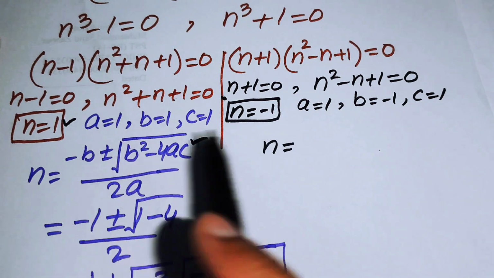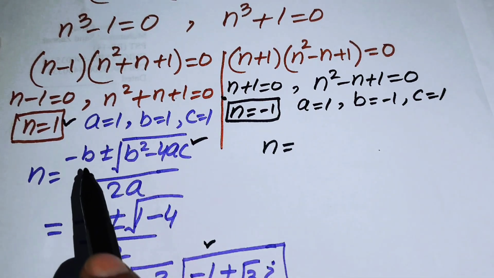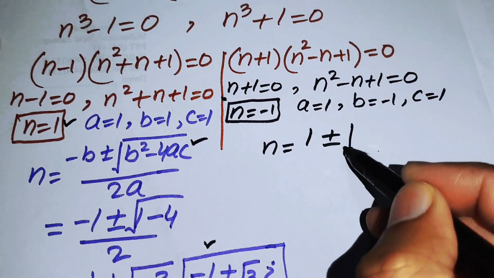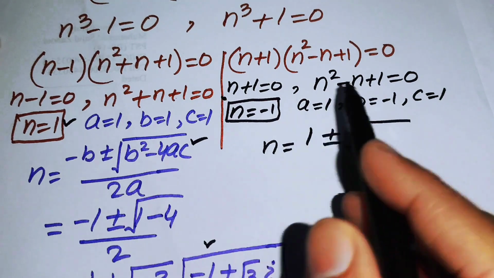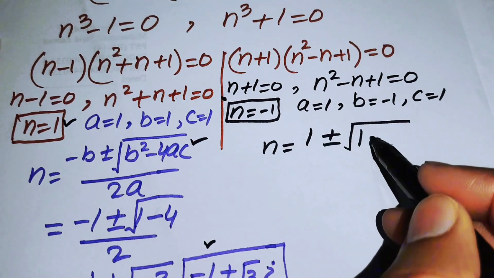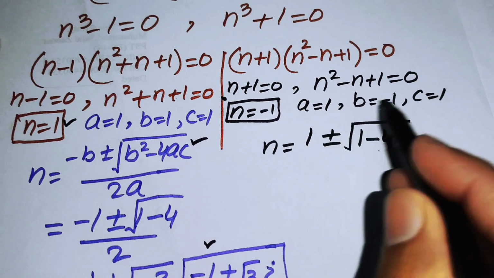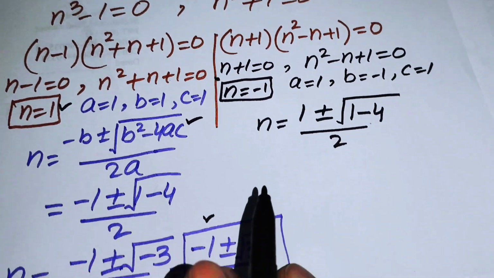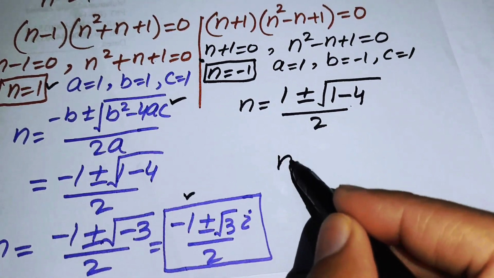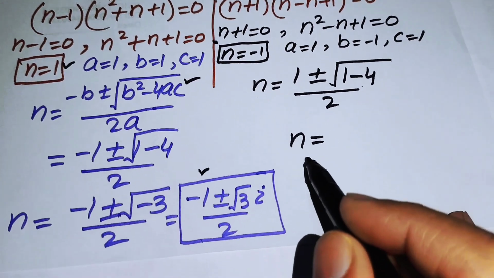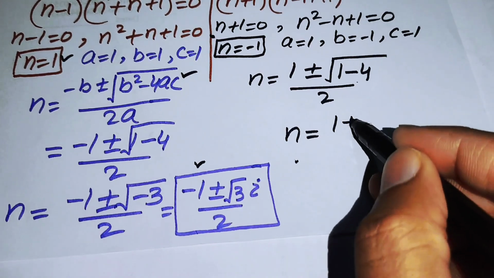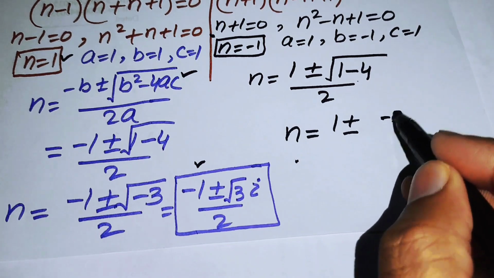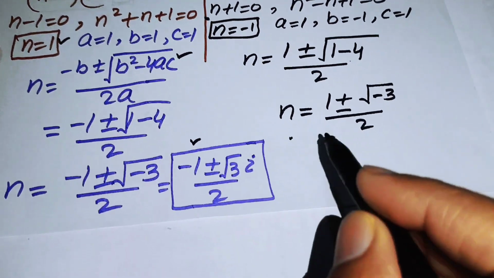here you have minus b, and we put the minus value here, so minus times minus 1 equals plus 1, plus minus square root of b squared. So b is minus 1 and minus 1 squared is 1, minus 4 times a and c is 1, so it will become 4 over 2. So when you simplify these terms, then you will get the values of n equals 1 plus minus the square root of 1 minus 4 equals minus 3, over 2.